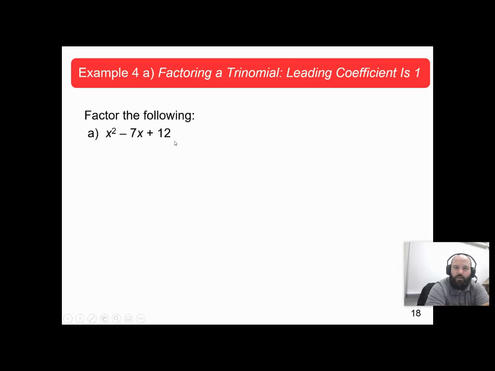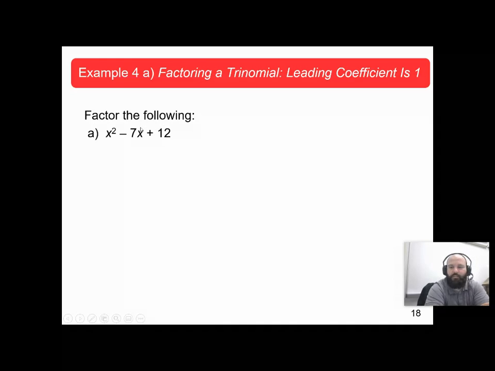What you do is look at this number right here, this positive 12, and think of all the factors of 12. Then you need to figure out which pair of factors of positive 12 would add to give me negative 7. So again, we need two numbers that multiply to be positive 12 and add to be negative 7.